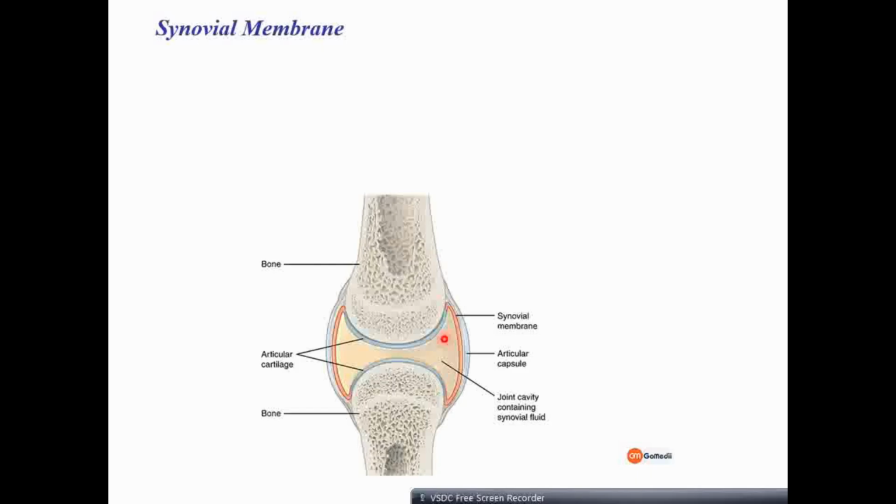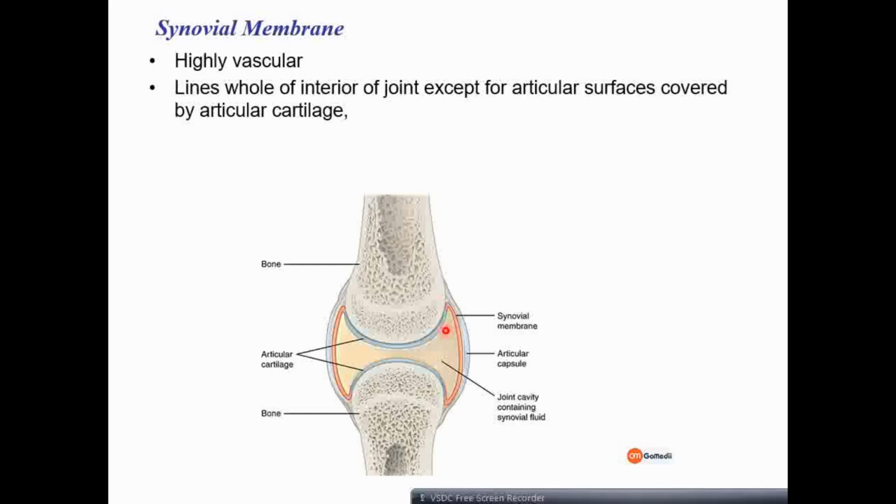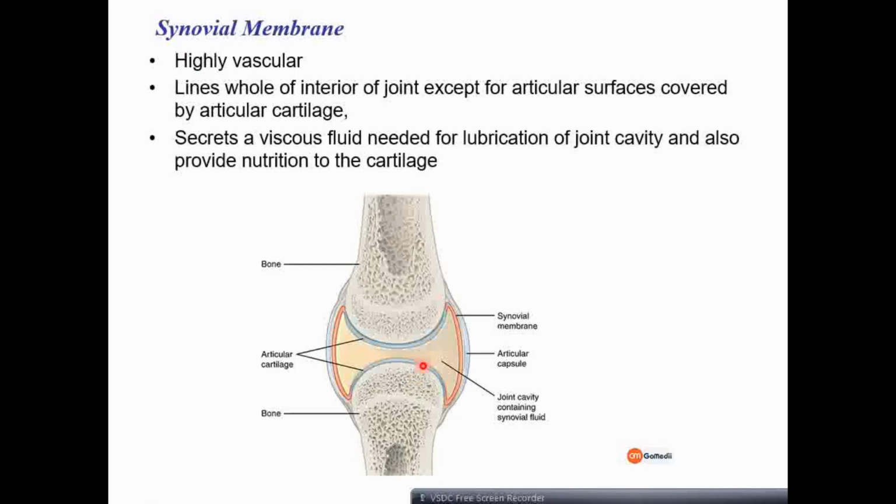So it is highly vascular. It is richly supplied with blood vessels and it lines all of the interior of the joint except for the articular surface covered with articular cartilage. And it secretes a fluid that is needed for lubrication of the joint cavity and it is called synovial fluid. So let's see how the synovial fluid is formed.